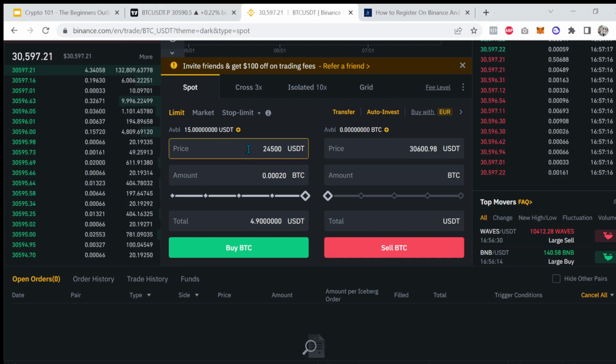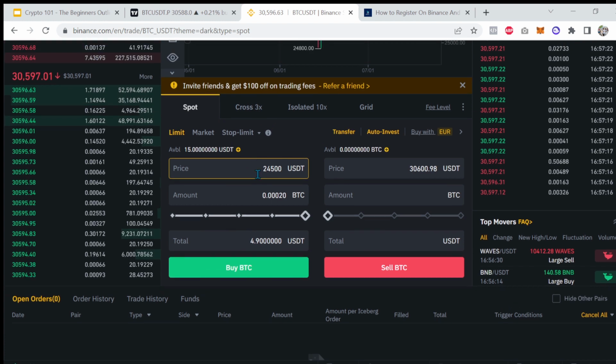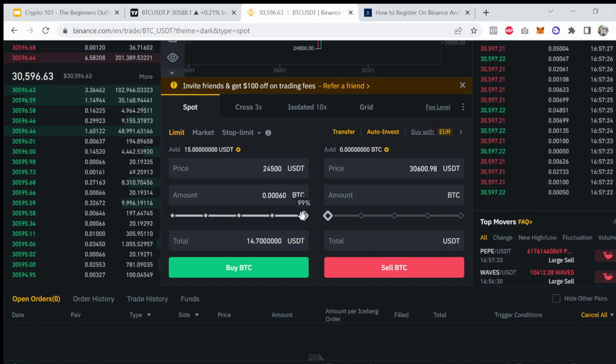Once again, going back to the example, when Bitcoin is at 24,500, I want to buy all $15 worth of BTC. Like I mentioned, with spot trading you are buying and typically holding, because there is a concept called liquidation and margin calls, and with spot trading none of that happens. But of course, there has to be risk management.